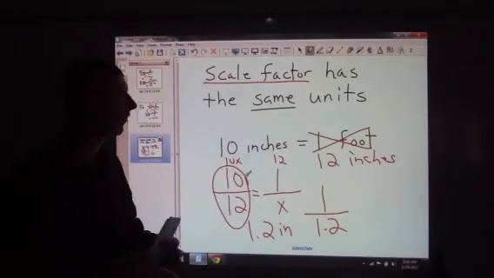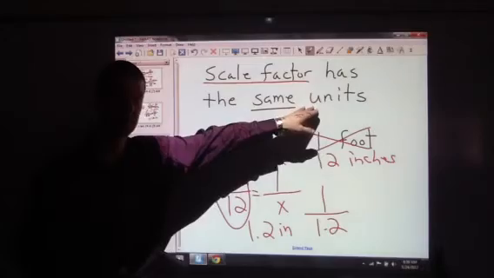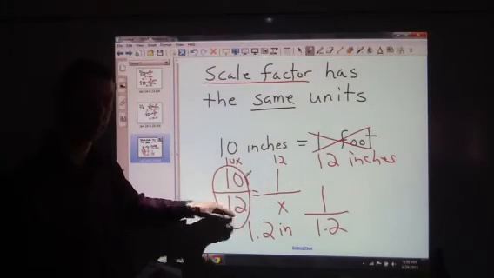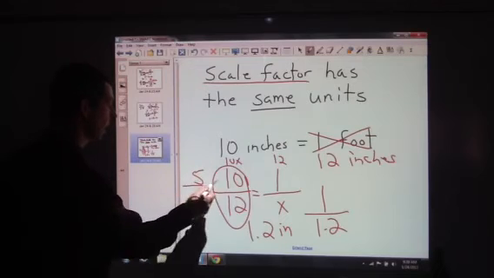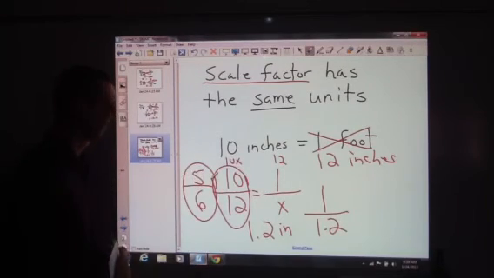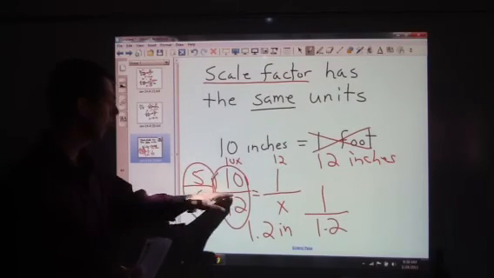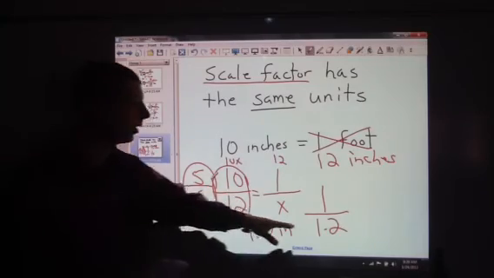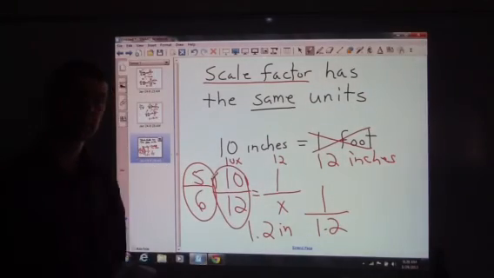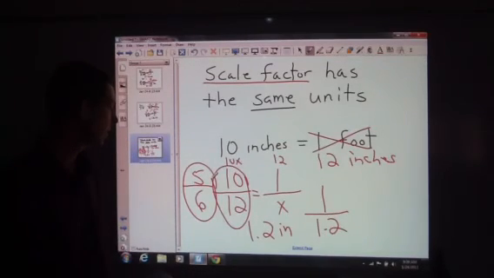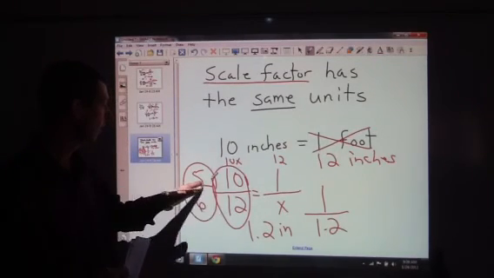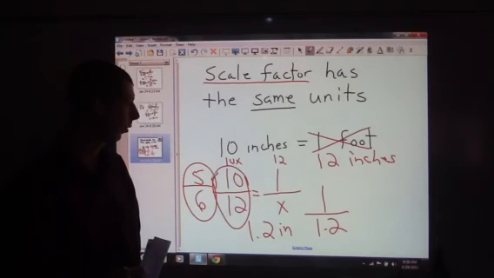But the key to scale factor is you have to have the same units and then write it in fraction form. Whether you want to put it in reduced form, you can put 5 over 6, that would be another way this answer could be given. These would probably be two better ways to put the answer than this right here. I don't really like a decimal in a fraction if it can be avoided. Either of these two would probably be the best way to put it.